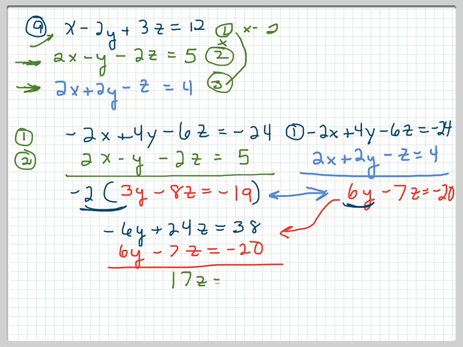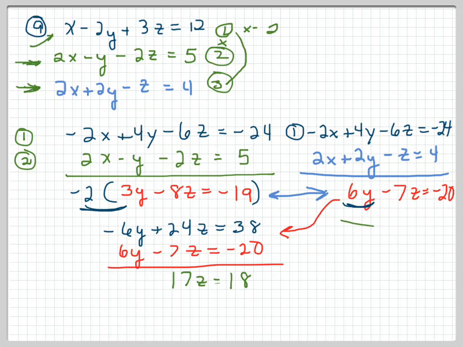we get 17z equals 18, and I'm not liking that answer at all because that gives me z as 18/17, and that's not right. So I've made a mistake somewhere. Let's see if we can find it here really quick.